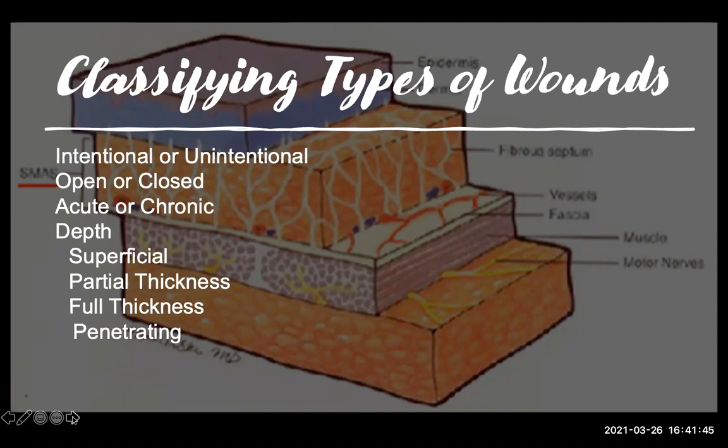Full thickness wounds go all the way through all the layers of the skin, epidermis, dermis, into the subcutaneous tissue. They're full thickness, and it could possibly go as far as muscle and bone. Penetrating wounds are always full thickness wounds. They are usually accidental and usually involve the muscle layers also.